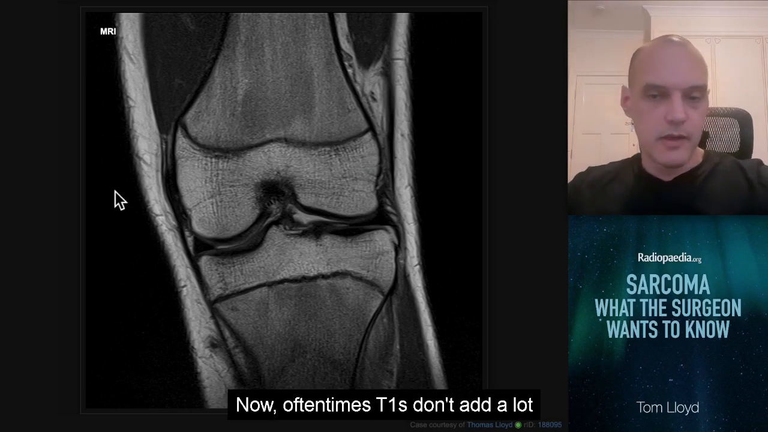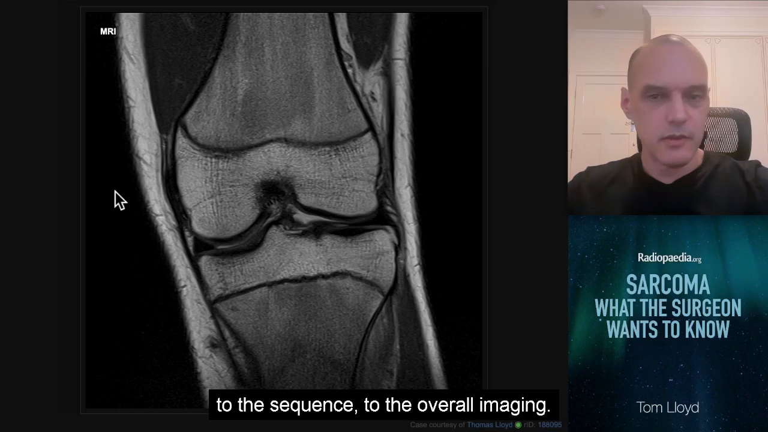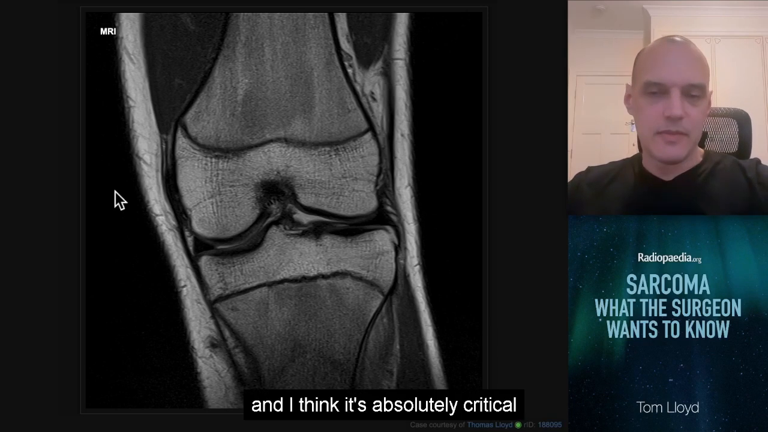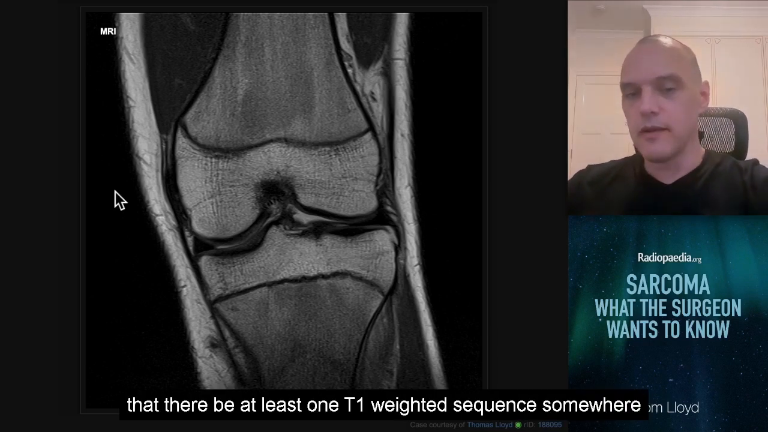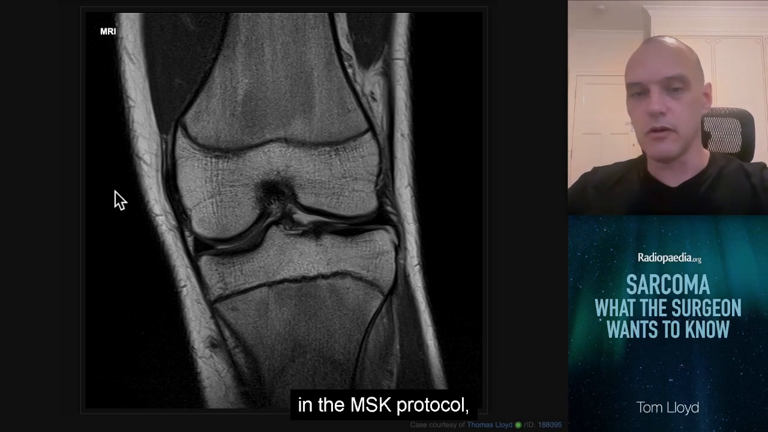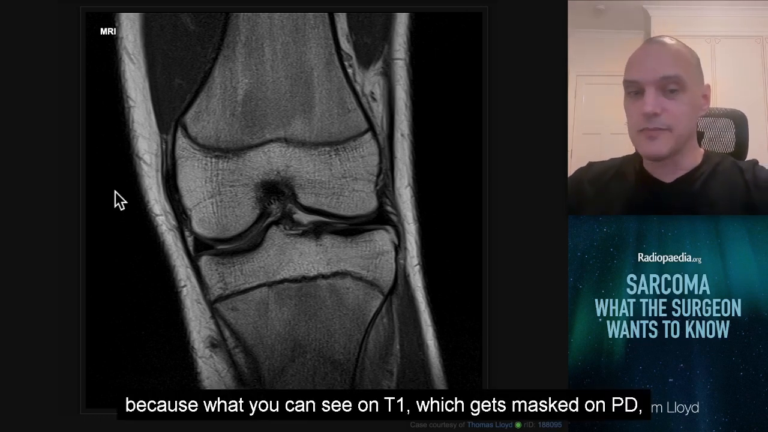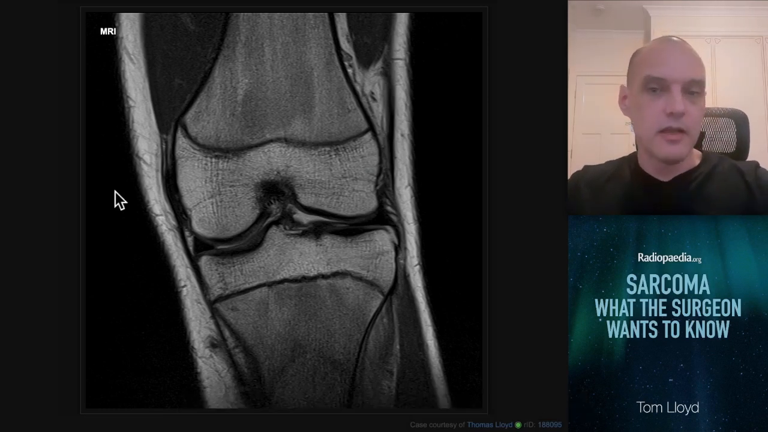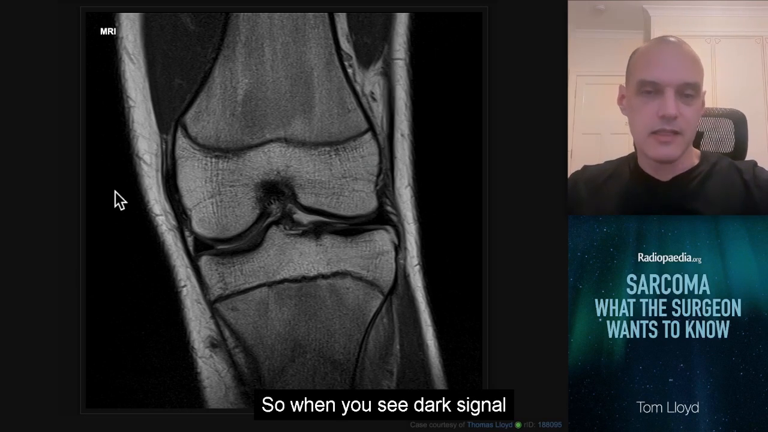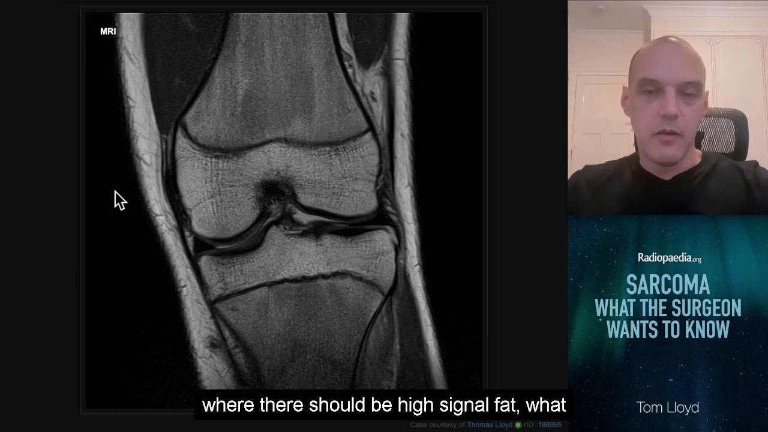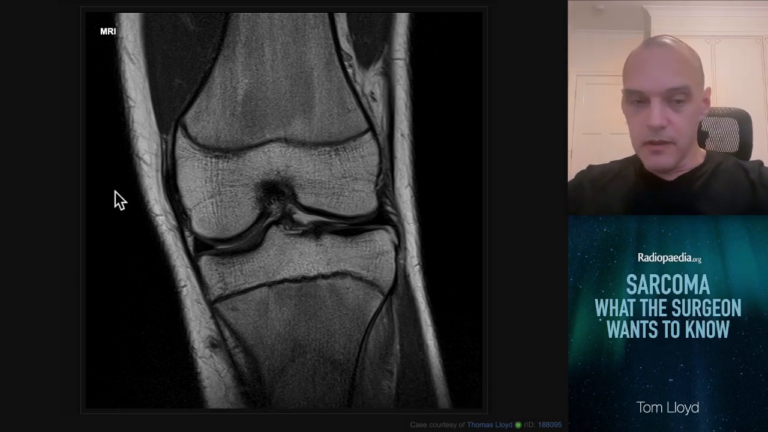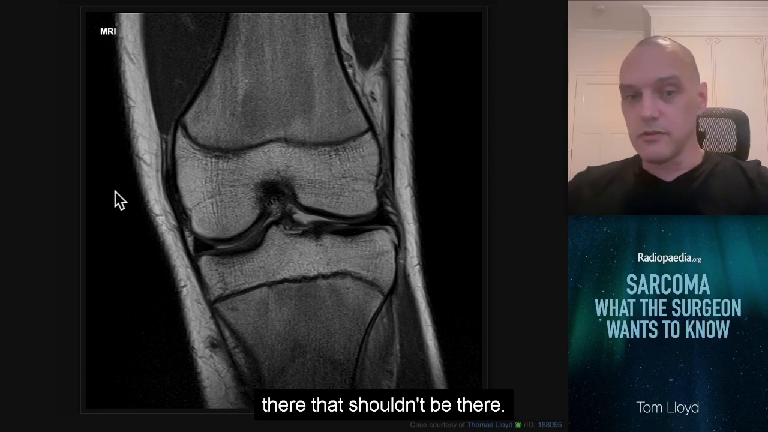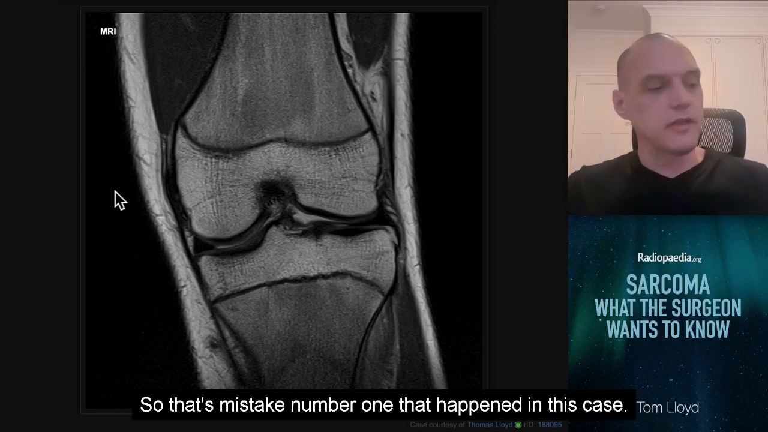Now oftentimes T1s don't add a lot to the overall imaging, but I think it's absolutely critical that there be at least one T1 weighted sequence somewhere in the MSK protocol, because what you can see on T1, which gets masked on PD, is when something is infiltrating the marrow fat. So when you see dark signal where there should be high signal fat, what that tells you is there's something there that shouldn't be there. Now, the clinical context will tell you whether that's infection versus tumour, but it does tell you there's something there that shouldn't be there. So that's mistake number one that happened in this case.